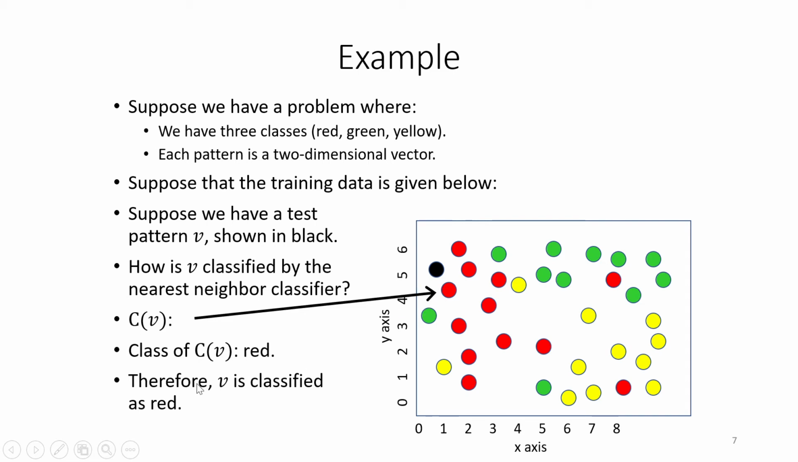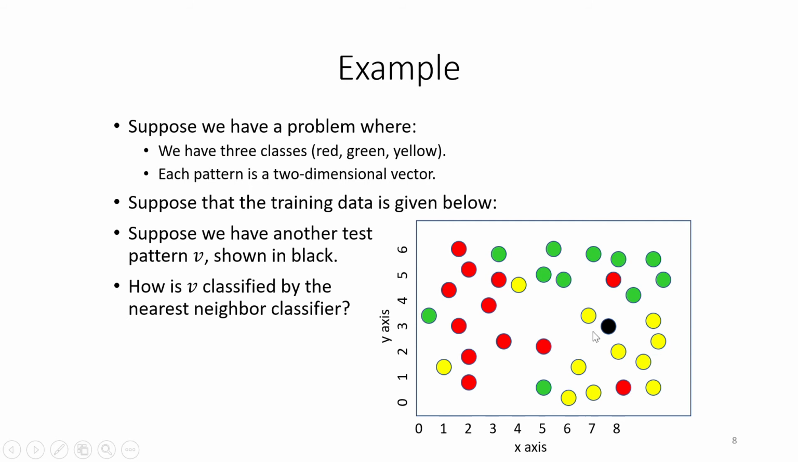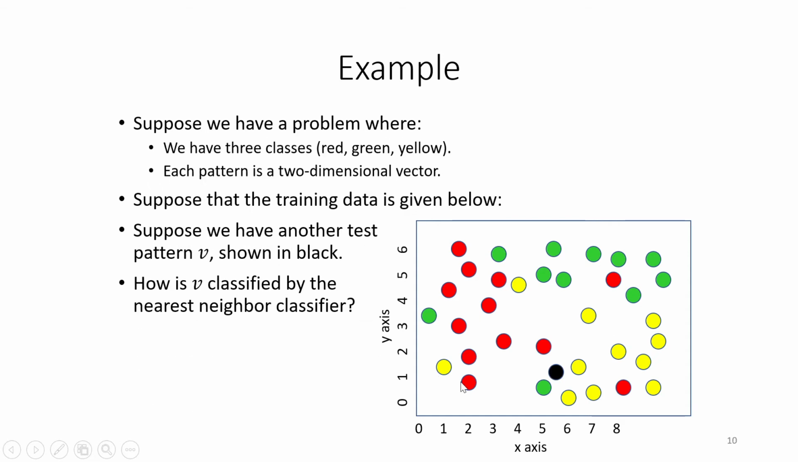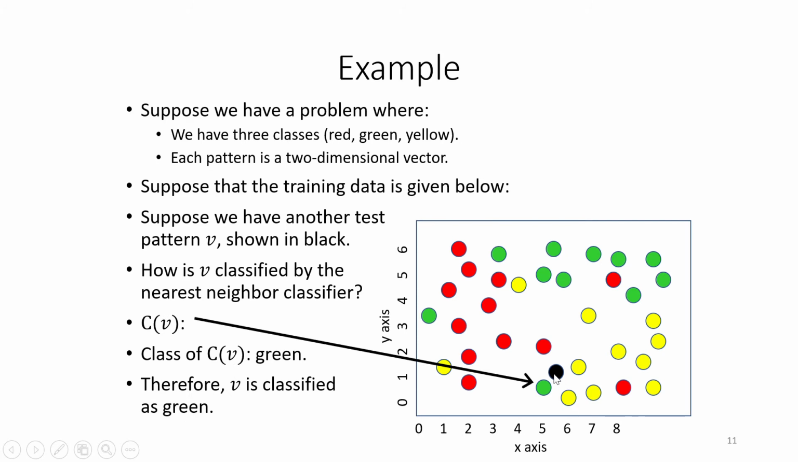So therefore v is classified as red because the class of the nearest neighbor of v is red. Now if the test pattern v is over here, then the nearest neighbor to test pattern v is this pattern over here, which is yellow. So we're going to give the test pattern v as yellow. Therefore v is classified as yellow. Now over here the nearest neighbor is this green pattern, therefore v is classified as green.